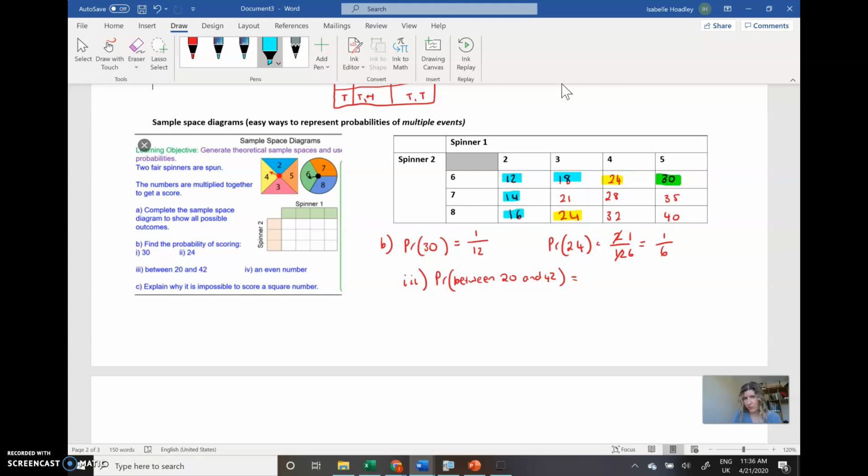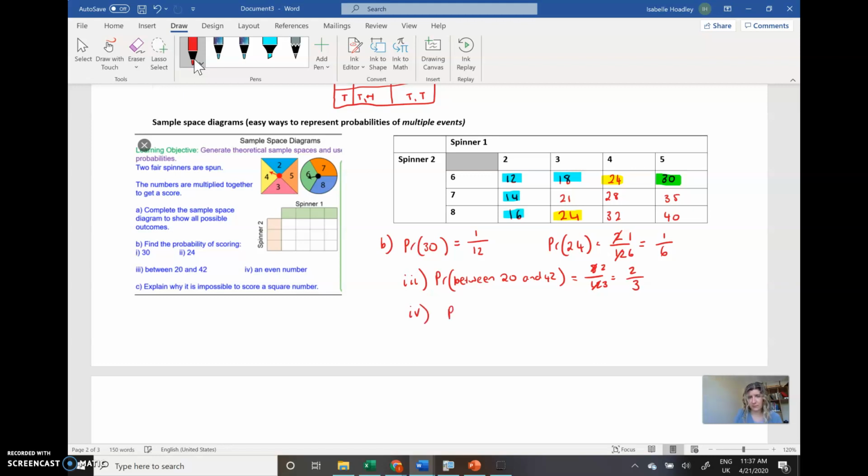So if I know there's 4 that are less than 20, and there's 12 altogether, that means there must be 8, which I can count there. 1, 2, 3, 4, 5, 6, 7, 8. There's 8 that are between 20 and 42. So that's 8 out of 12. Now 4 goes into 8 twice, 4 goes into 12 3 times. So my probability is 2/3.